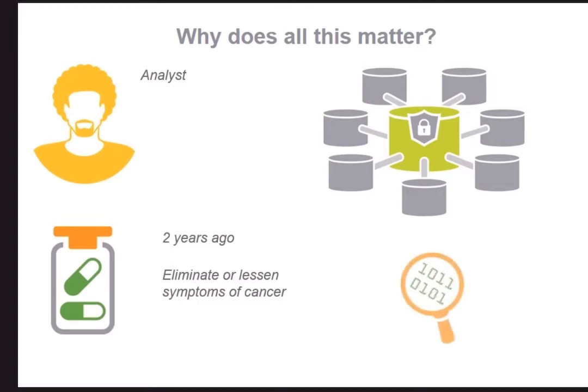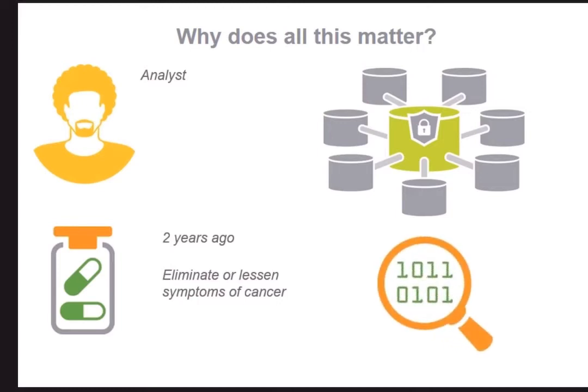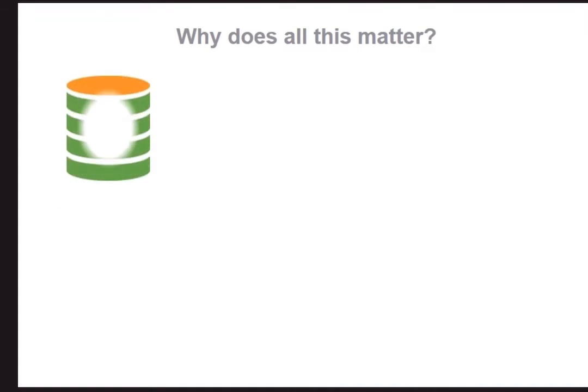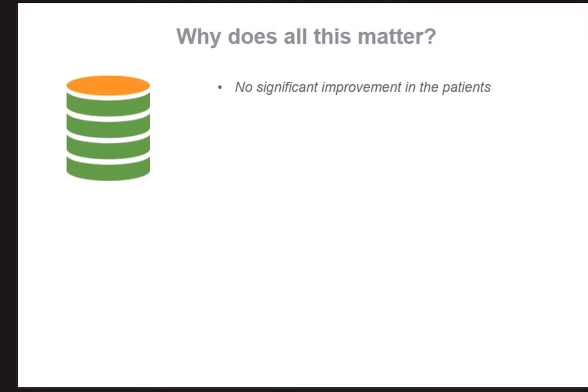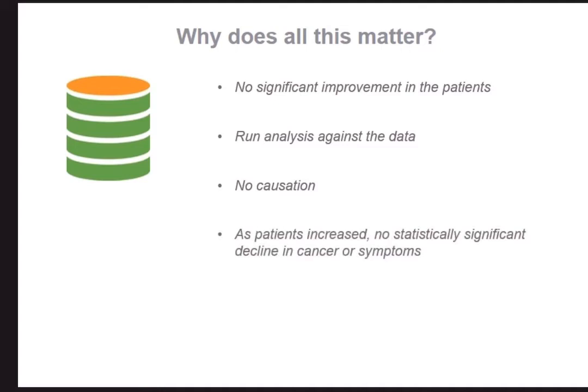You begin to analyze the data, and you see some alarming issues. The first thing you notice in the data is the people who are taking the medication do not seem to be improving while they are taking this drug. You take the data and run some statistics and analytics against the numbers, and it doesn't appear there is any causation at work with regards to those taking the medication and a decrease in cancer. As the number of patients being prescribed this medication has increased, there has not been a statistically significant decline in cancer or symptoms within the patients.